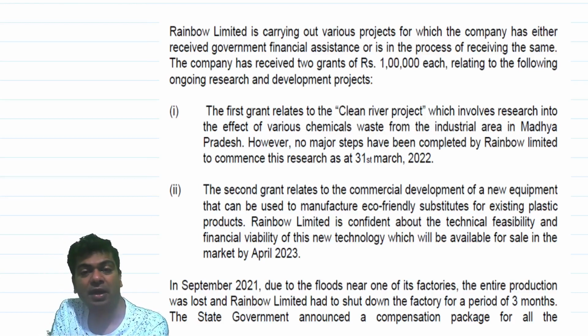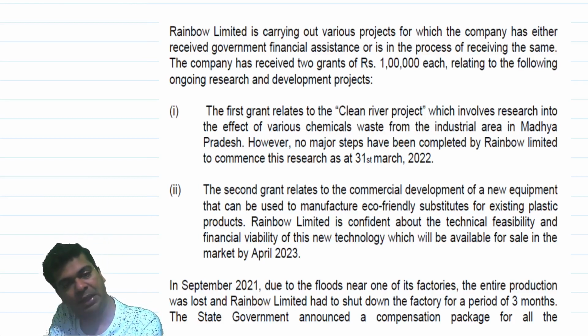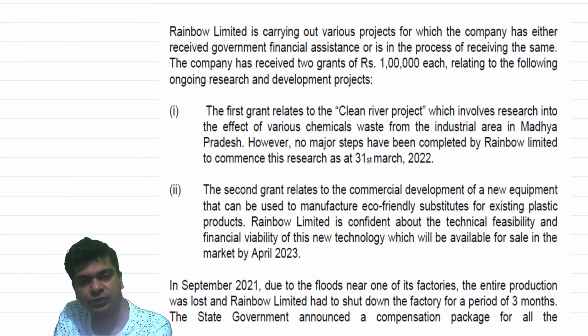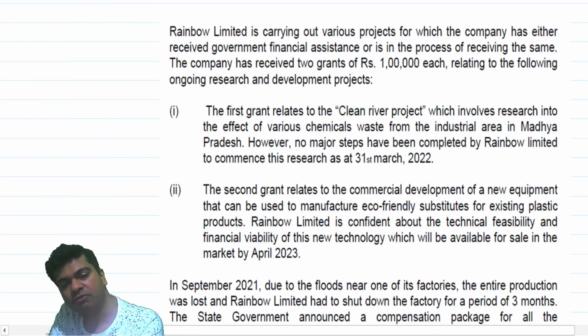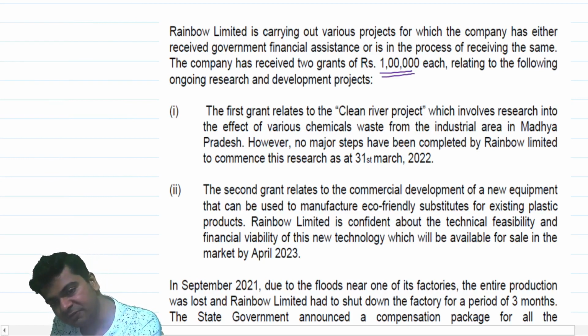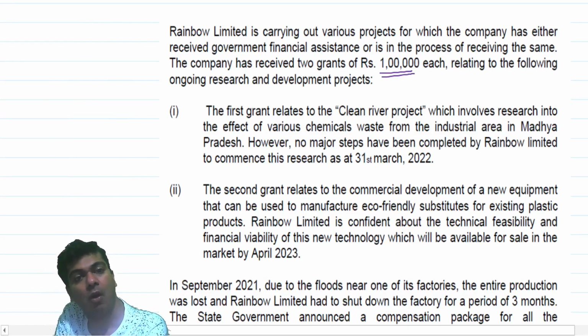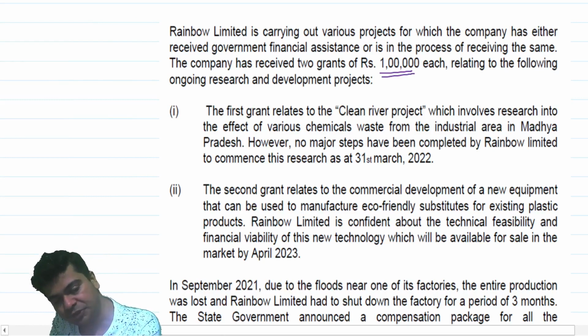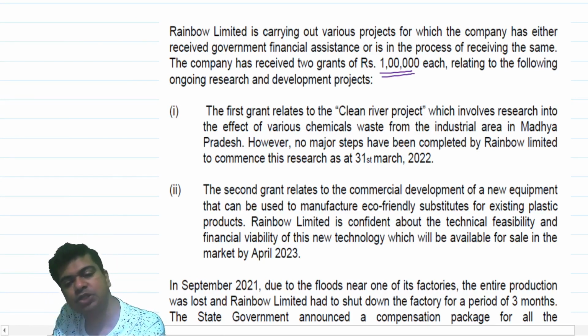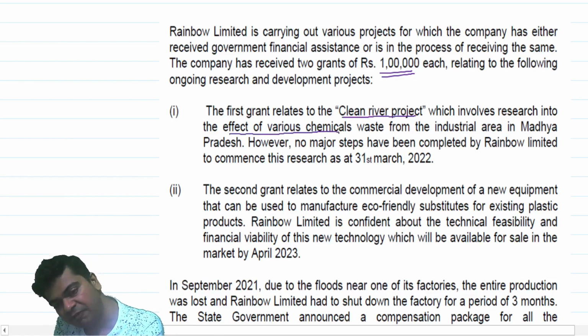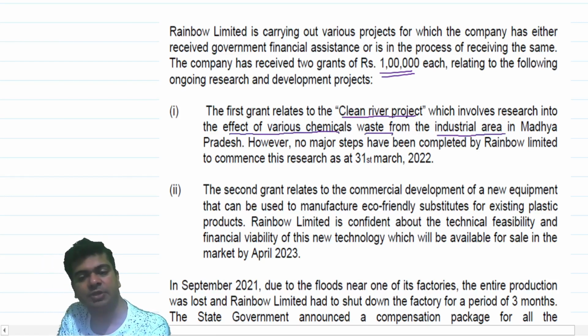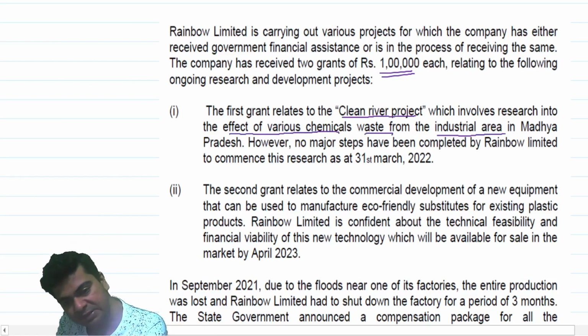Rainbow Limited is carrying out various projects for which the company has either received government financial assistance or is in the process of receiving the same. The company has received 2 grants of rupees 1 lakh each relating to the following ongoing research and development projects. The first grant relates to Clean River project, which involves research into the effect of various chemical waste from the industrial area in Madhya Pradesh. However, no major steps have been completed by Rainbow Limited to commence this research as at 31st March 2022.